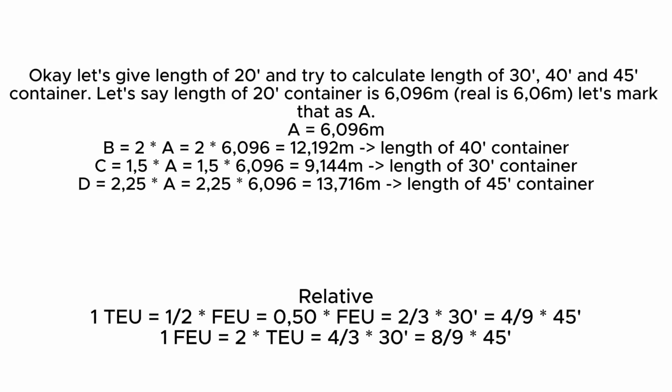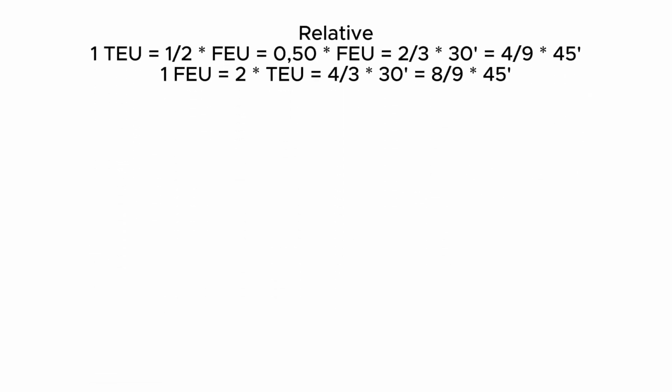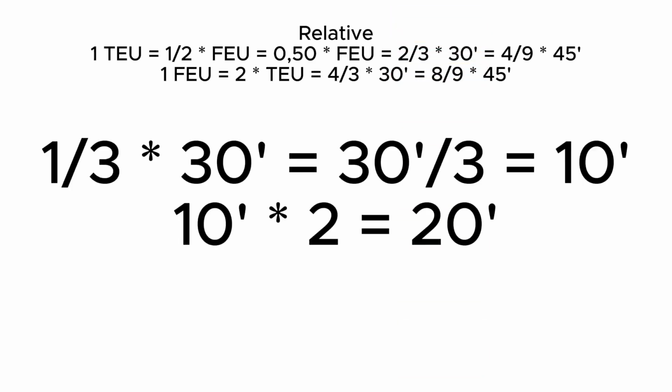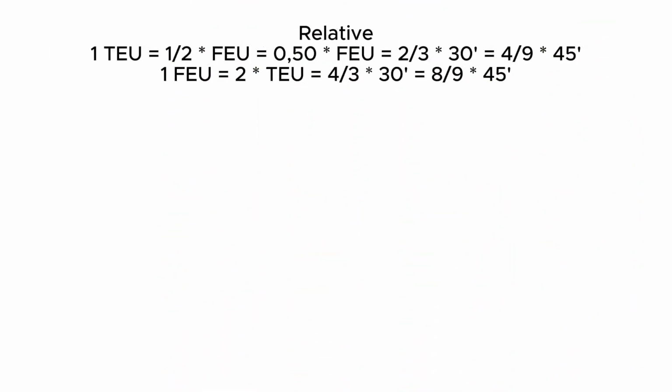1 TEU is equal to 1/2 FEU, that's equal to 0.50 times FEU, and it's equal to 2/3 times 30-foot and 4/9 times 45-foot. 1 FEU is equal to 2 times TEU, it's equal to 4/3 times 30-foot and 8/9 times 45-foot. 1 TEU is equal to 2/3 times 30, because 1/3 of 30 foot is 10 feet and 10 feet times 2 is 20 feet, and that's TEU.